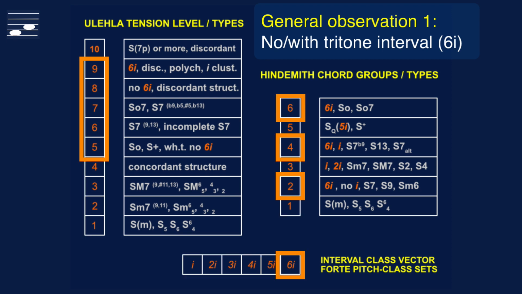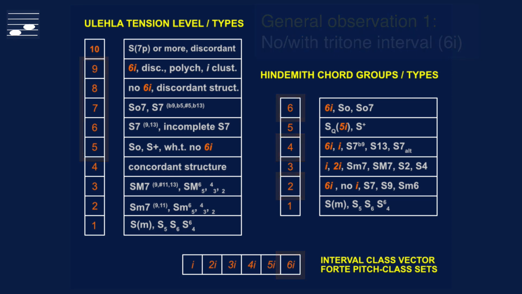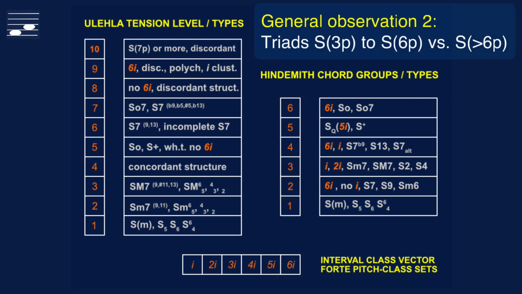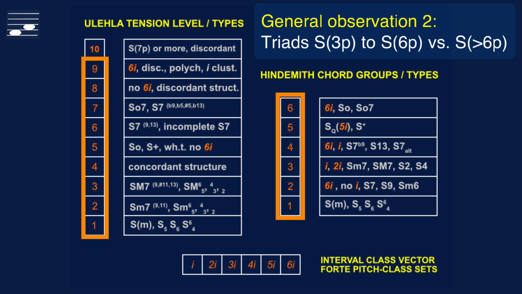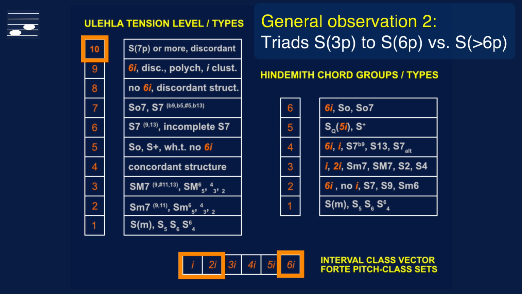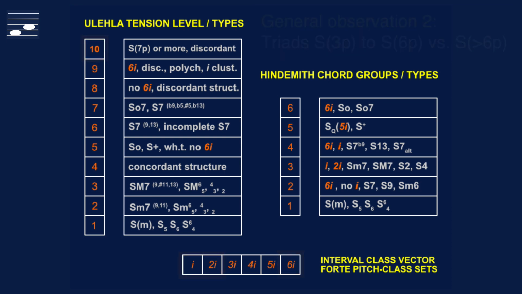In a slightly more traditional view, she considers chords with tritones as more dissonant. Also, the number of tritones in the structure increases the tension level, whereas for Hindemith this is less relevant. Both consider the classification of structures with up to 6 parts, starting with triads, S3P. Ulehla puts highly dissonant 7-part chords in the top level 10.